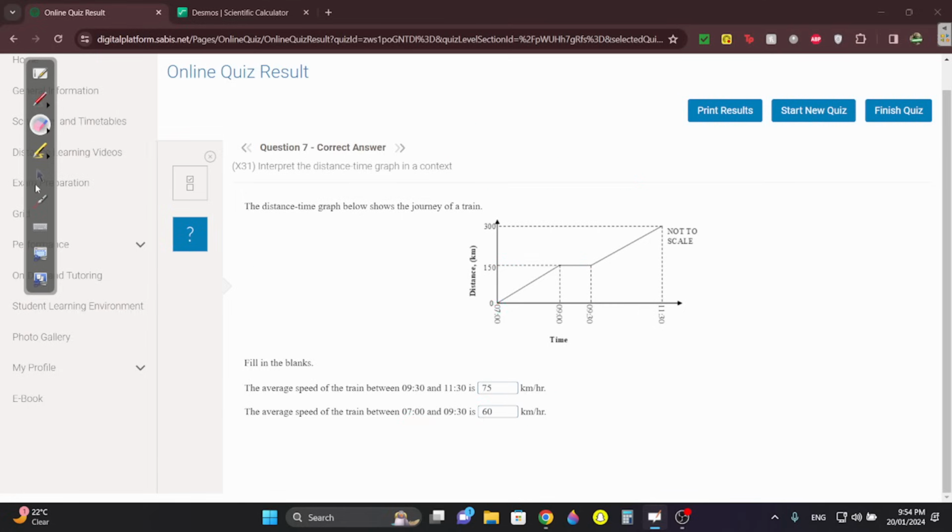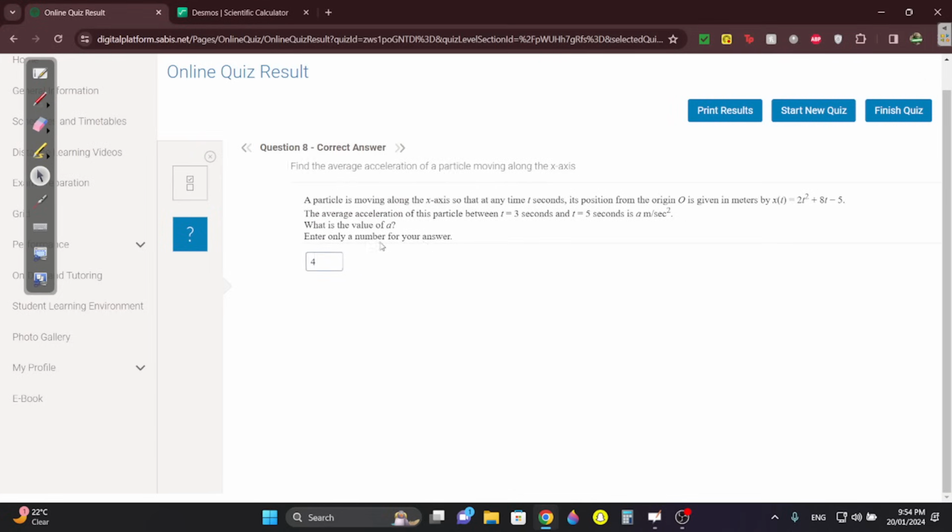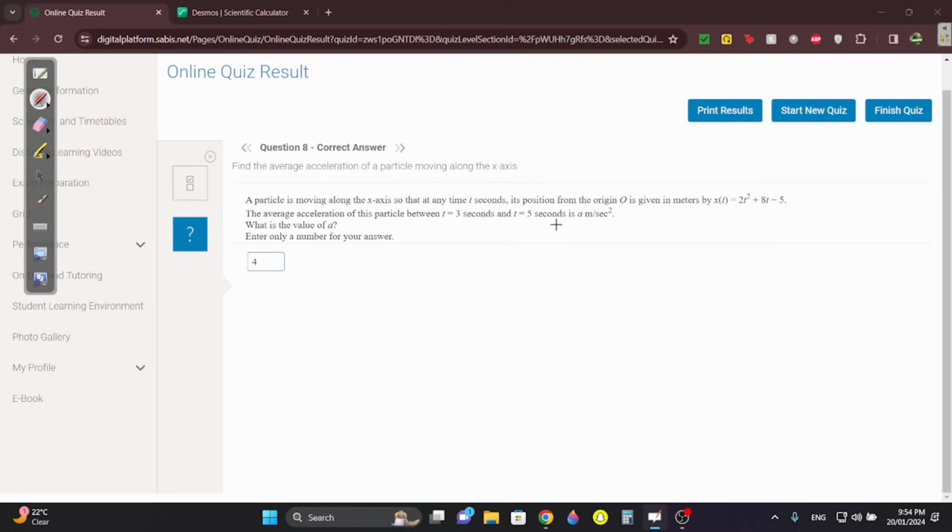Okay, question 8. The particle moves along the x-axis, same as last week, x(t) is 2t squared plus 8t minus 5. They want the average acceleration between 3 seconds and 5 seconds. I always remember the derivative path. It goes from x to v to a. If we want any average, the average of anything, you use the equation that's behind it.